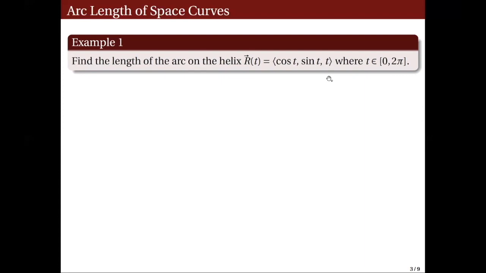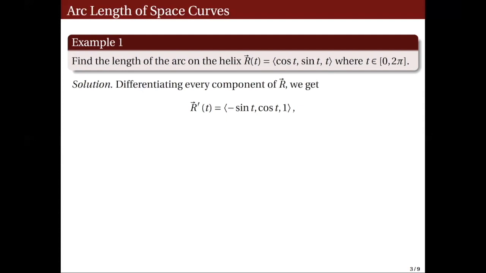For the second condition, we compute r prime of t. Differentiating every component of r, these are the components of r prime of t. Take a look at the third component. The third component is 1, which is a constant and is non-zero, which means that for any value of t between 0 and 2 pi, this r prime will never be equal to the zero vector. Hence, smoothness is guaranteed. We can now proceed to computing the arc length using the formula.